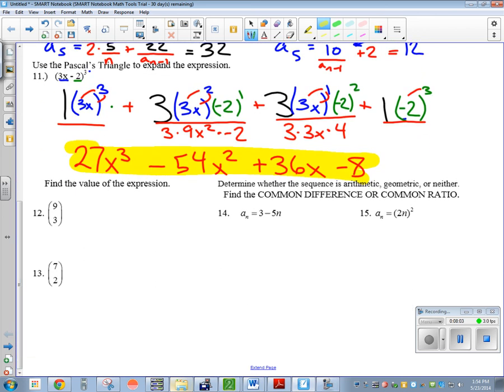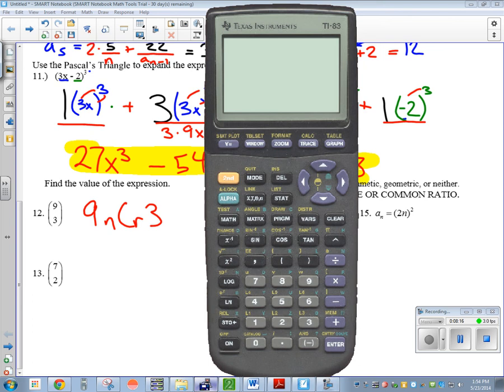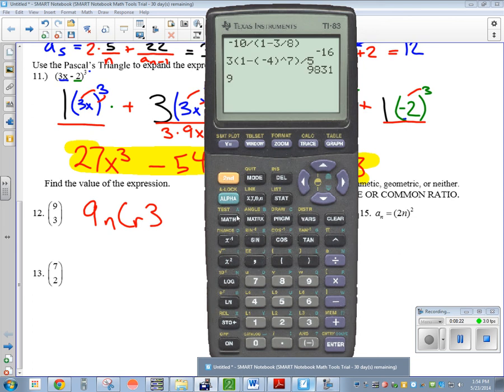Last two on the front side. So 9 choose 3 means 9 NCR 3. If you know how to plug it into your calculator, it's really easy. Make sure you have a calculator that you know how to do it in. On my graphing calculator, I'm going to type in 9, math button. I'm going to find my PRB menu and down to NCR. 9 NCR 3. Hit enter. The answer to this first one is 84.